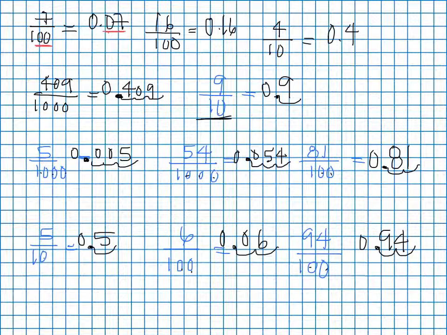Now, in case those little loopy lines kind of confuse you, I'll rewrite them in red. It should be 0.9, 0.005, 0.054, 0.81, 0.5, 0.06, and then 0.94. And those are the responses that you should have had. Hopefully you were successful. Please see Mr. Winkleman if you were not.